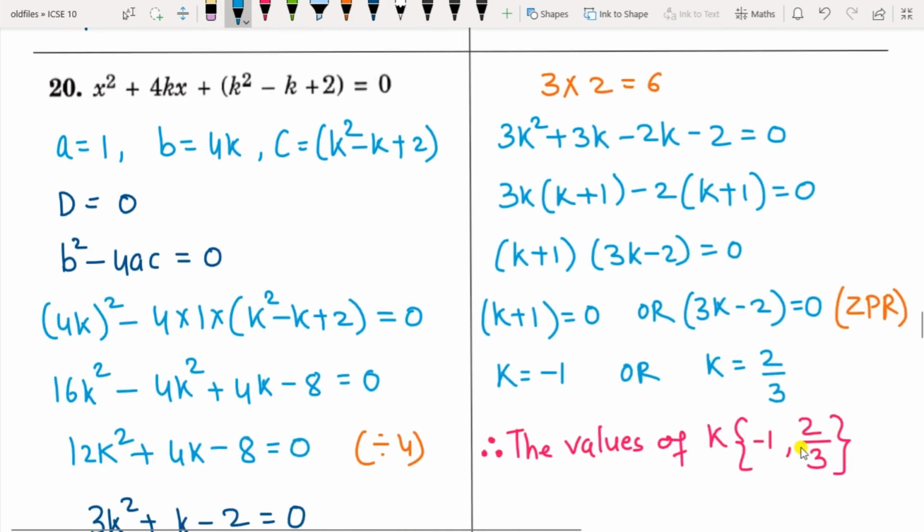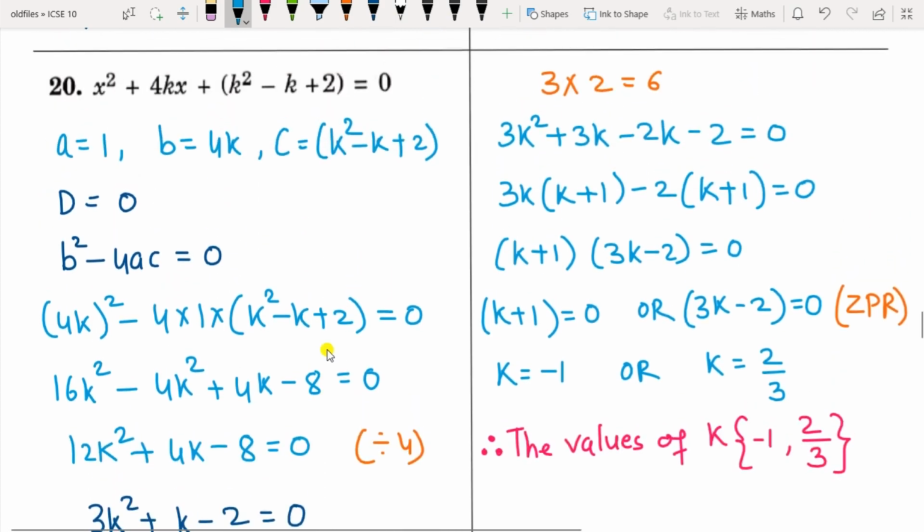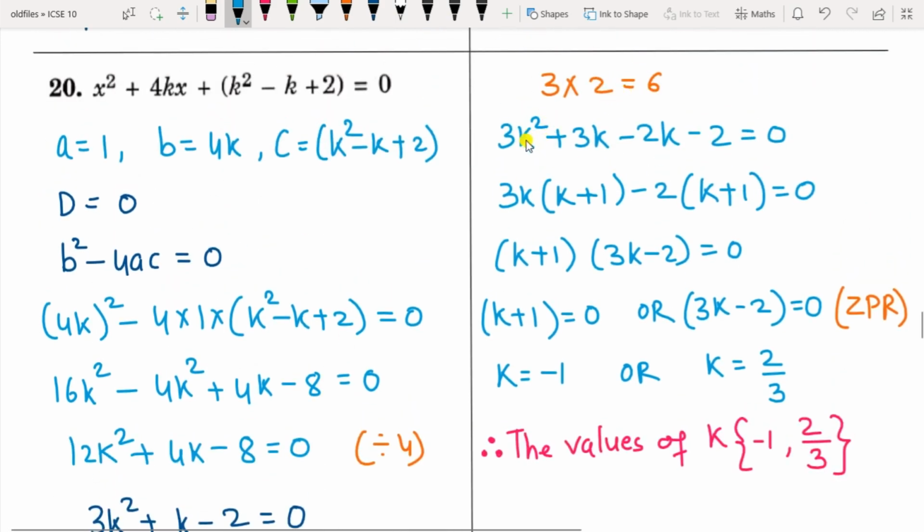Question 20. A is 1, B is 4k and C is this whole bracket. So B square minus 4AC equal to 0. So your quadratic equation will become 3k square plus k minus 2 equal to 0. So 3 times 2 is 6 and the middle term is 1 here. So the middle term will be split as 3 and 2. So take out common and you will get k as minus 1 and k as 2 by 3. That is the value of k.